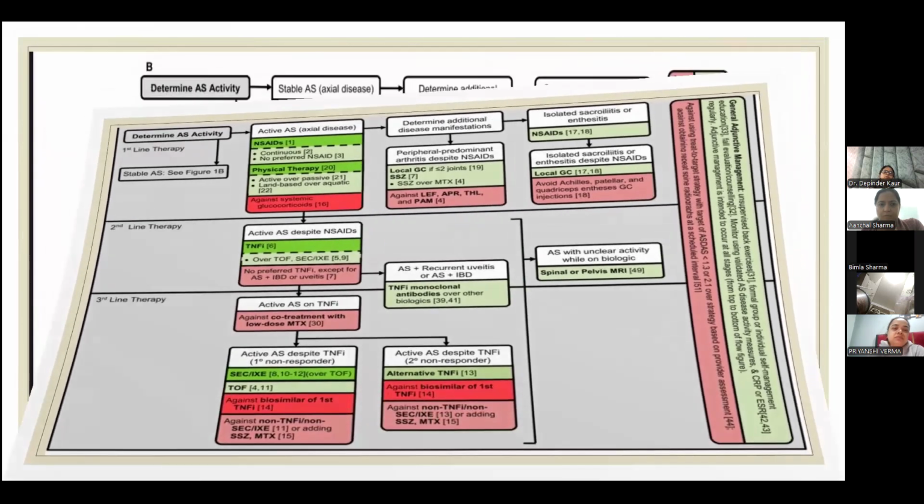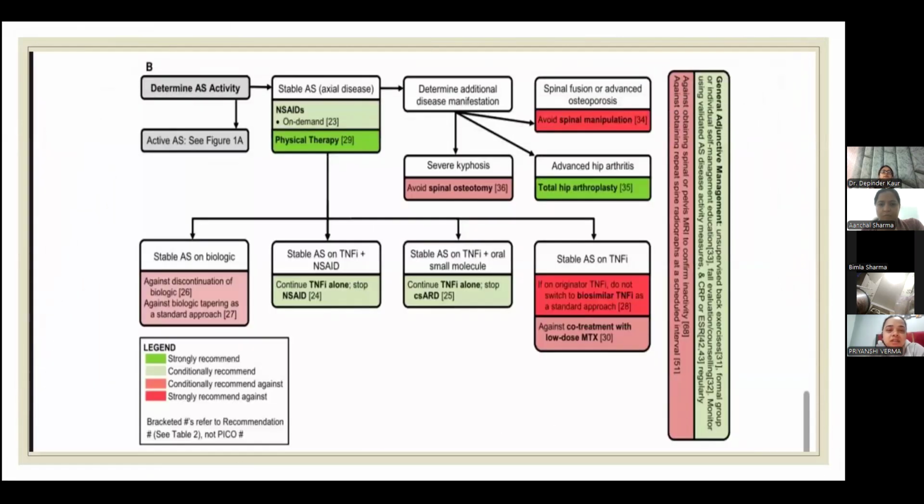And this is a short chart summary of stable AS treatment. In this, it's given that NSAIDs should be given on demand, physical therapy should be given, spinal osteotomy should be avoided, and it is strictly against spinal manipulation. If the patient presents with advanced hip arthritis, total hip arthroplasty needs to be done.